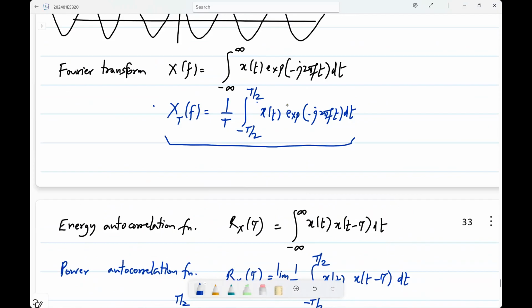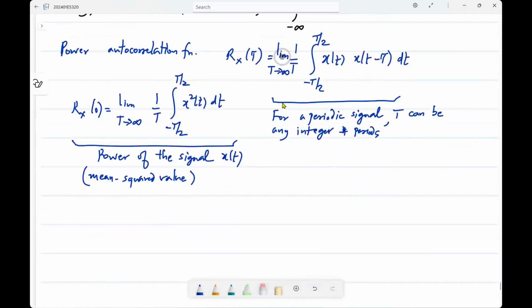Sorry, I should not have put 1 by t here. So we'll just take a, it's just taken for a finite window. Okay. It's just the Fourier transform, but defined over a finite window. Okay.